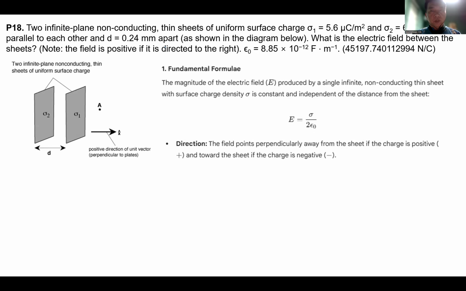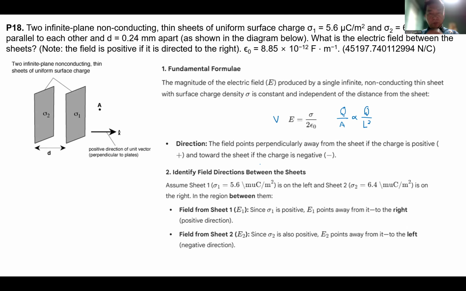Okay, so the fundamental formula is that the electric field is given by sigma over 2 epsilon naught. Sigma is charge over area, so that basically is Q over length squared, similar to the point charge. The direction points perpendicular away from the sheet if the charge is positive, and toward the sheet if the charge is negative. That's the fundamental formula we have to remember.